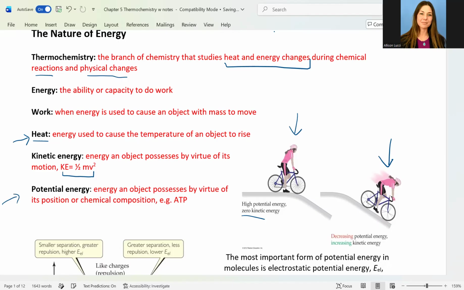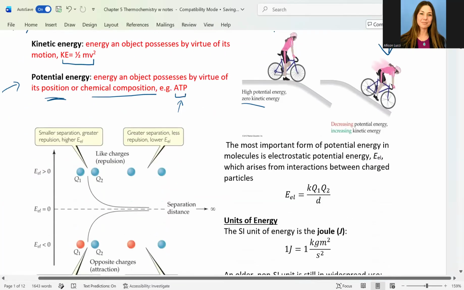And lastly here, to define potential energy, we can say an object possesses this type of energy by virtue of position or chemical composition. So here we see the bicyclist, her position gives her high potential energy, but also maybe in your bio course, if you've talked about ATP, ADP, and those processes, you would know that there's potential energy stored in certain chemical compositions.